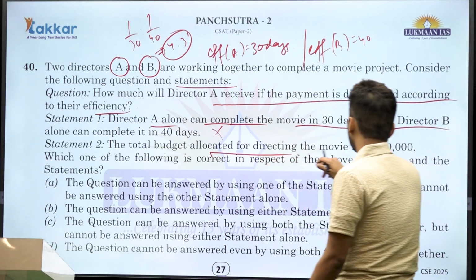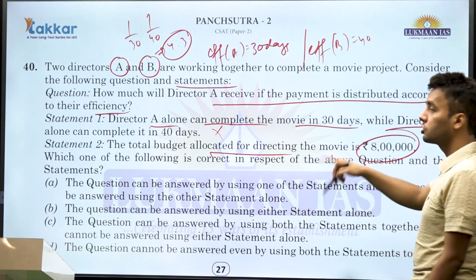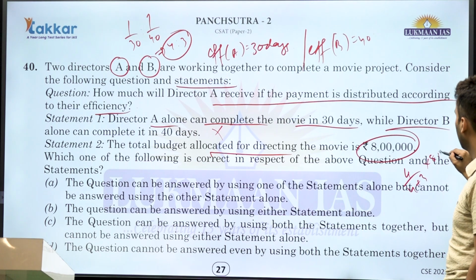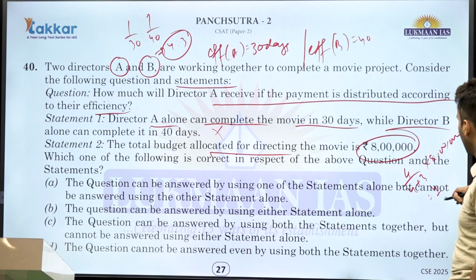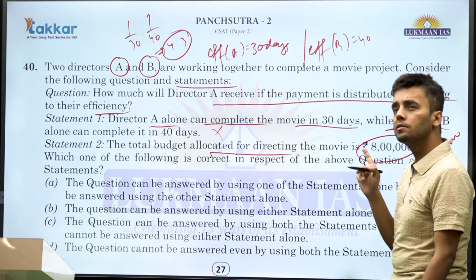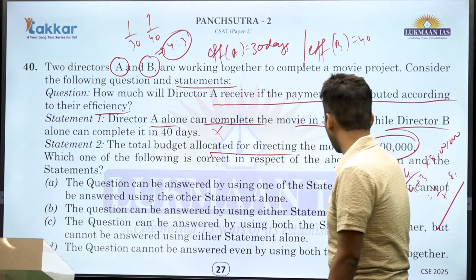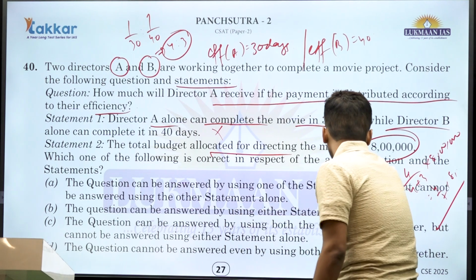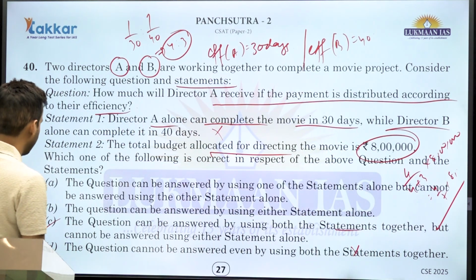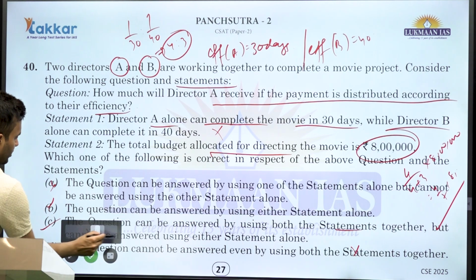The total budget allocated for the movie, now here we are given the total budget. So to find the share of A based on their efficiency, 4/(4+3) into 8 lakhs. That is 4/7 times of 8 lakh. Whatever the value you get after solving this is the share of A based on their efficiency. So statement 2 alone is not enough, this is wrong. A is wrong. So C is the right answer. We need both the statements, the efficiency ratio and the total amount.